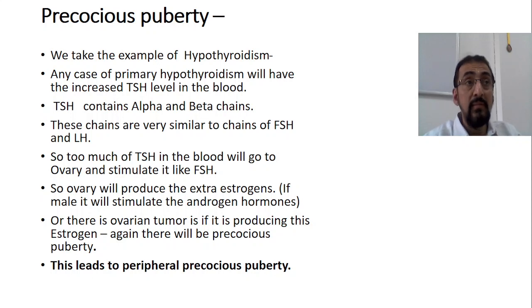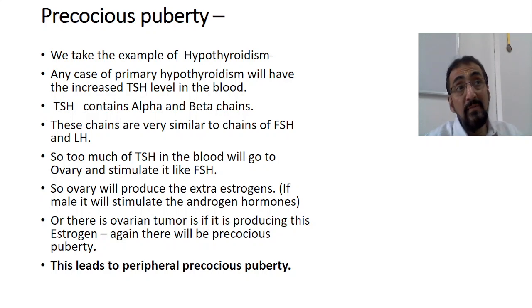Same hypothyroidism, if it occurs in the males, it is going to stimulate the androgens. In females, it makes estrogens. Okay. Now, this is one possibility. So now what happens? Ovarian growth will take place. Okay. We have got menarche earlier. Once the menarche occurs, then the growth spurt falls down. Okay. I will explain why it is.